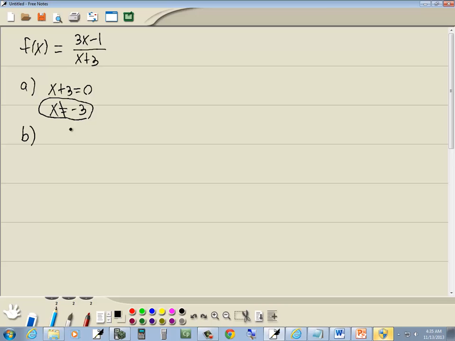Now b, find the x-intercept. For your intercepts, you always plug 0 into the other variable. So for finding the x-intercept, we'll plug 0 in for y. So we've got 0 is equal to 3x minus 1 over x plus 3. Whenever you've got a single fraction equal to 0, you can set the top part equal to 0. So we have 3x minus 1 equal to 0. Take negative 1 over, it becomes a positive 1. So we've got 1 is equal to 3x. Divide both sides by 3, and you get x equals 1/3. That's our x-intercept.